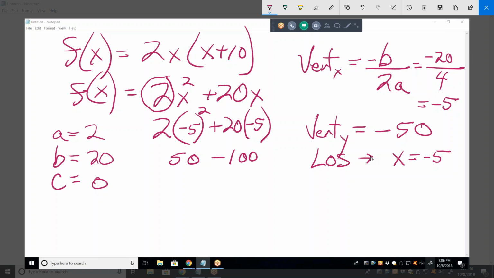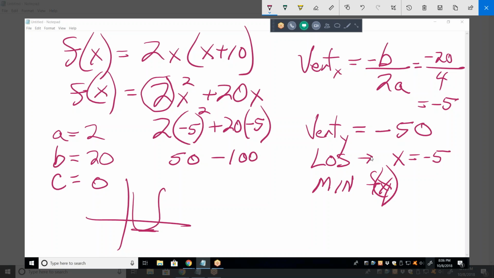Okay, there's no reason to ever really get confused here. First of all, that's a positive number, right? That means it opens up. I don't even care where the vertex is. I know it opens up, it doesn't open down. And when it opens up, you're always talking about a minimum. When it opens down, you're always talking about a maximum. And what is the minimum? y equals, or even f of x equals, what is the absolute minimum value that f of x is ever going to equal? Negative 50.